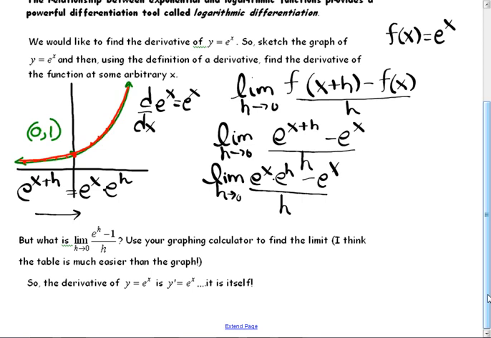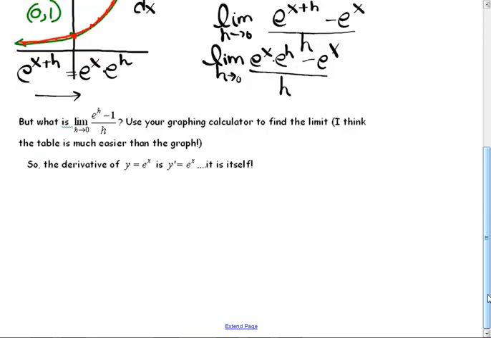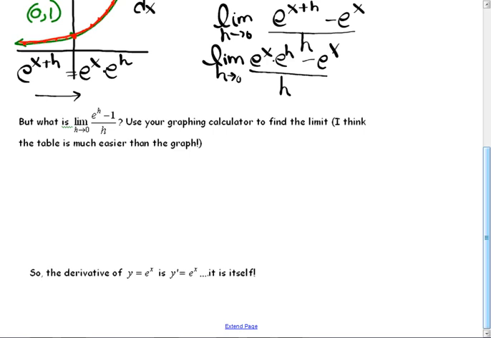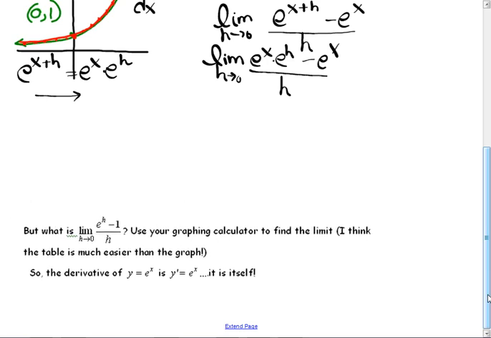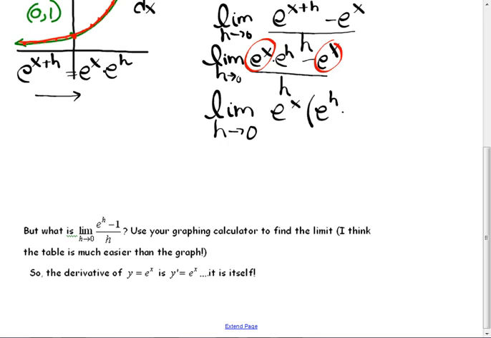What do you think you can do now? Factor it. So I'm going to take out e to the x. Is that okay? So it's the limit. When you don't understand something, or if I go too fast, you need to let me know. Because I feel like I'm really slow. It's e to the x times e to the h minus 1 all over h.